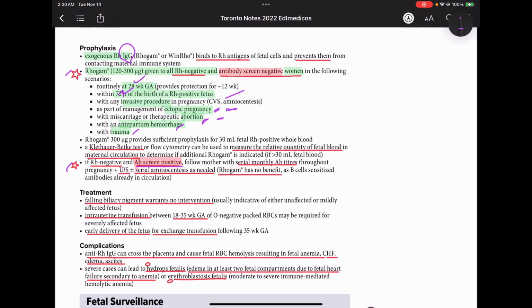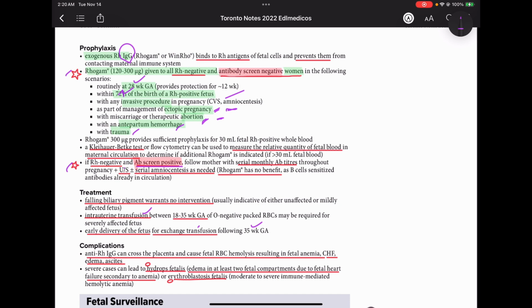Falling biliary pigment warrants no intervention. That means it is getting better. Intrauterine transfusion between 18 to 35 weeks of gestational age of O negative packed RBCs may be required for severely affected fetus. So we transfuse O negative packed RBCs for fetuses, or we do early delivery of the fetus for exchange transfusion following 35 weeks gestational age. So if it is 18 to 35 weeks, we do intrauterine transfusion. Because of hemolysis, that wouldn't be sufficient, so we transfuse intrauterine, or after 35 weeks we just do early delivery of the fetus.